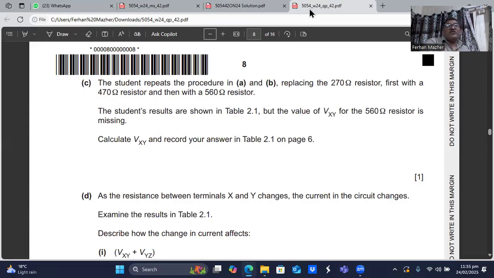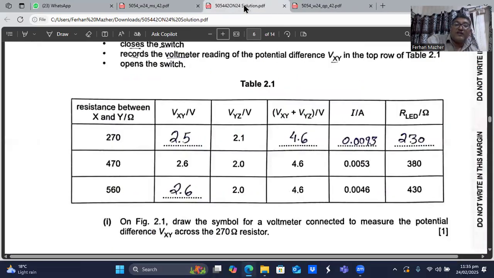The student repeats the procedure in A and B, replacing the 270 ohm resistor first with a 470 ohm resistor and then with the 560 ohm resistor. The student's results are shown in table 2.1, but the value of VXY for the 560 ohm resistor is missing. Calculate the VXY and record your answer in table 2.1 on page number 3. You see, we know the total voltage drop and we know the voltage across YZ. So from this total, I will subtract: 4.6 minus 2.0, you will get 2.6. So now you can see this table is complete.